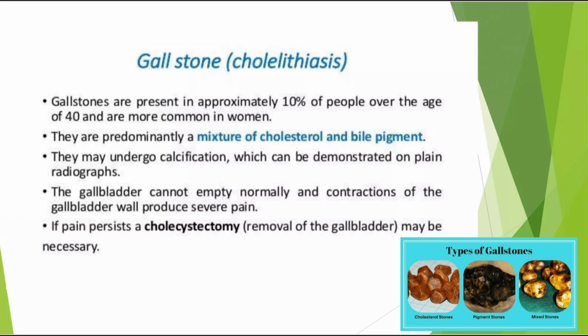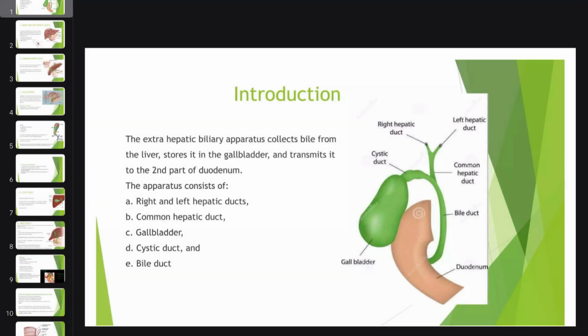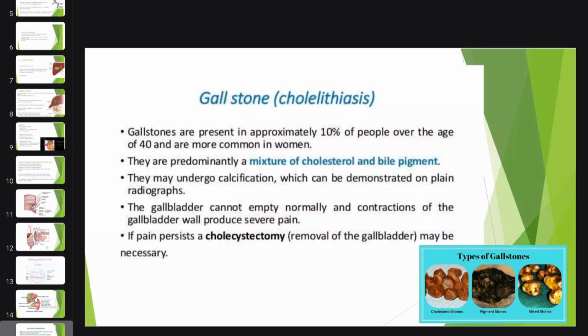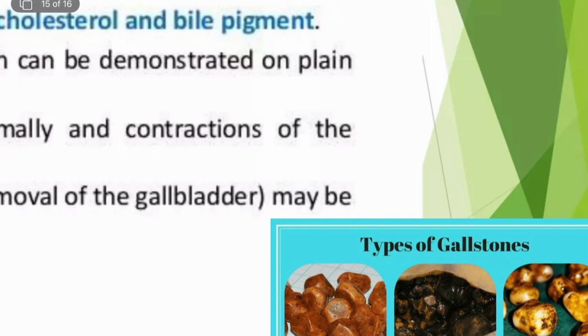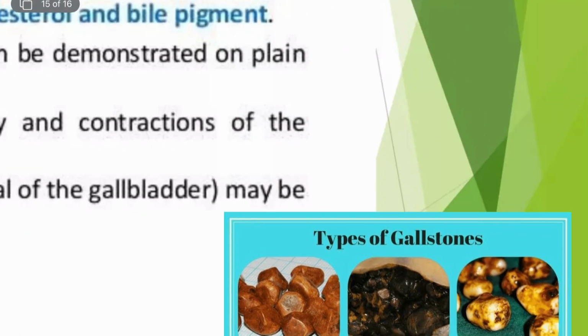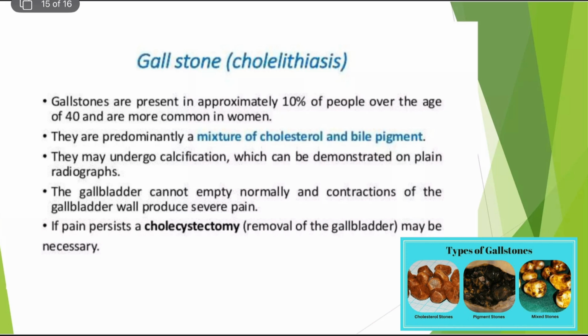Gallstones. How are gallstones formed? First of all, gallstones are of three types: cholesterol stones, pigment stones, and mixed stones.